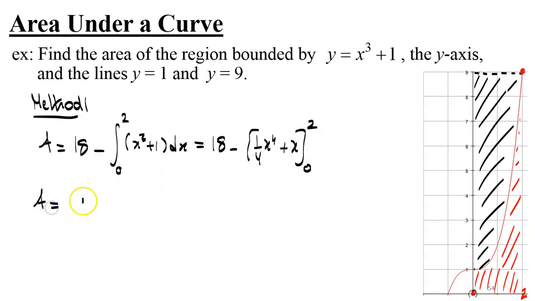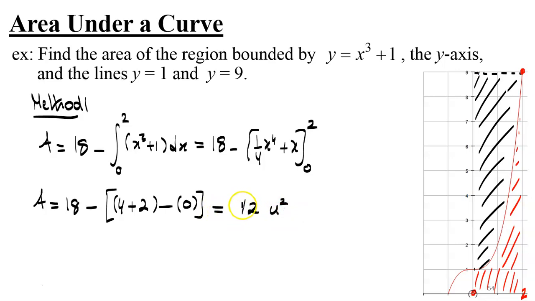So 18 minus. Now over here for the upper bound, the upper bound being 2, I have 16 over 4, which is 4, plus 2, and then for the lower bound it is a 0. So that is 18 minus 6, which is in fact 12. So that's 12 units squared for the area enclosed by the curve and by the y-axis between y equals 1 and y equals 9.